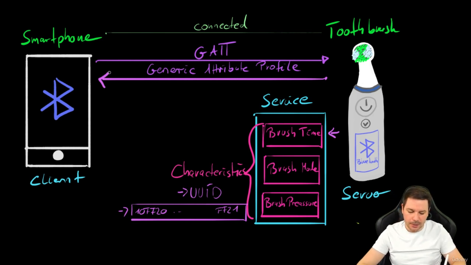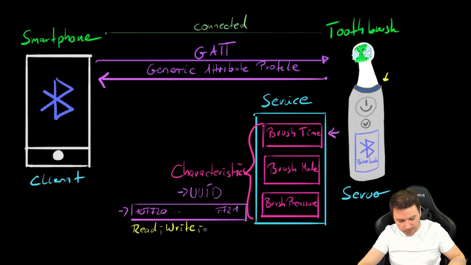with those information. So we can have different type of access groups. So for example, this characteristic can be only read. This is just a read permission. Okay, then we can also have write. This means the smartphone is able to change those data in this characteristic, so within this toothbrush. Or we can have something like notify.